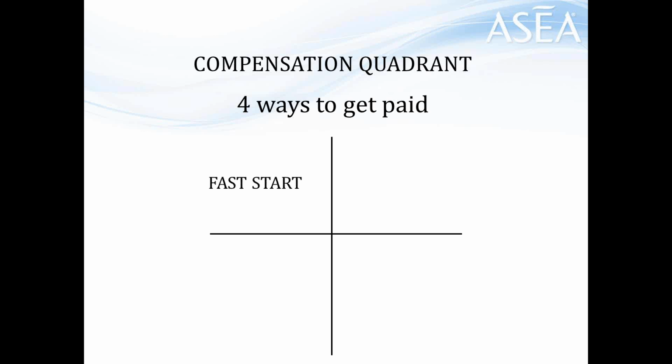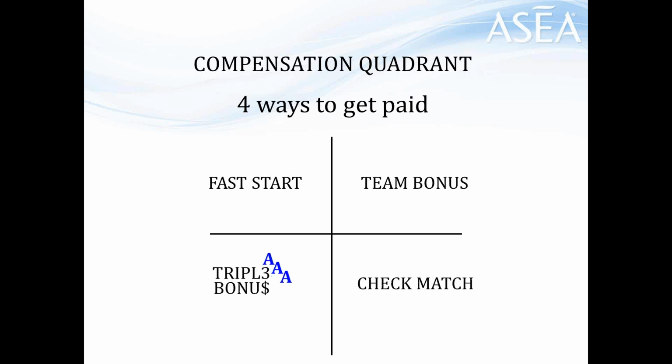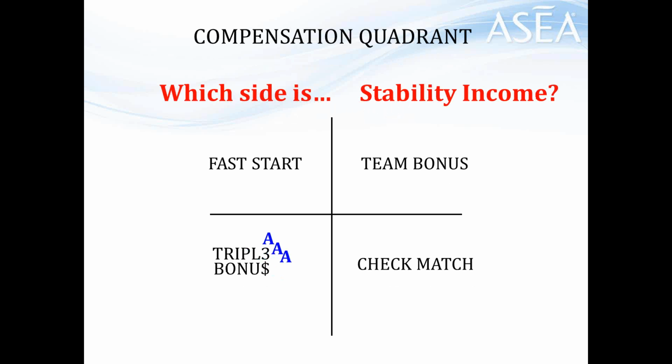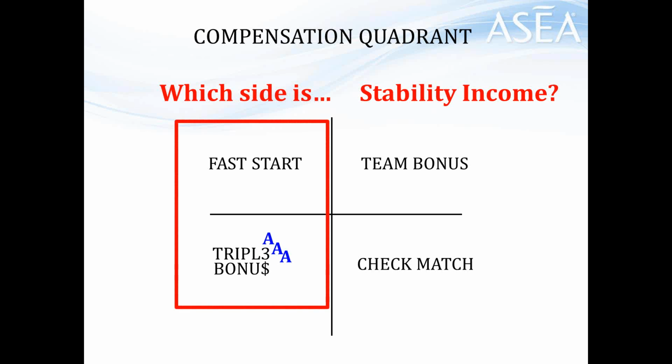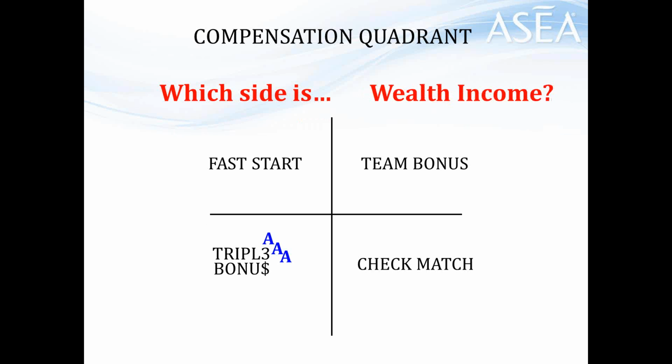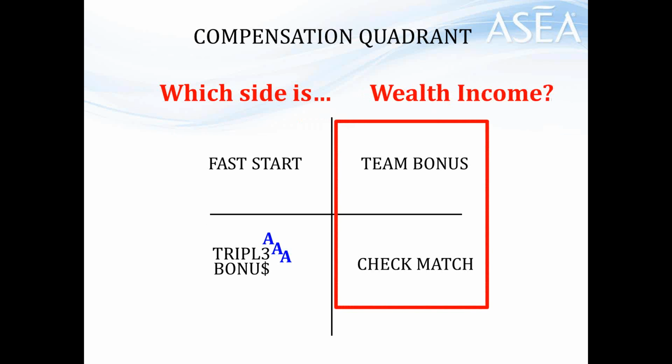We've come up with a way to break down how commissions are being paid and how money is generated here at ASEA. First off, in these four categories, we have Fast Start bonuses, AAA bonus, a team bonus, and then what's called check match. The stability income portion of the compensation plan is on the left here, our Fast Start commissions and our AAA bonus. The wealth generation side is team bonus and check match, and really the new AAA bonus allowed a bridge to connect. There was a pretty big gap before.